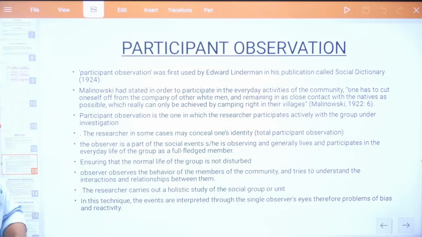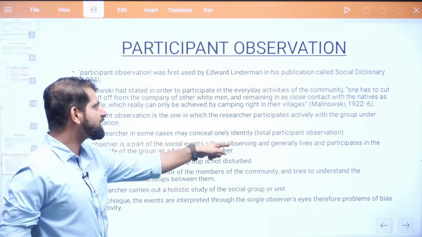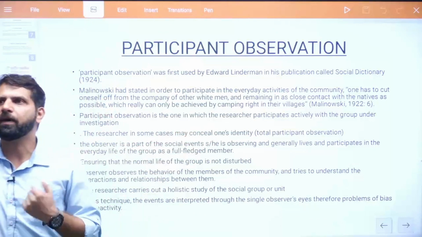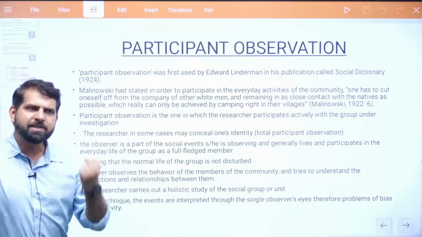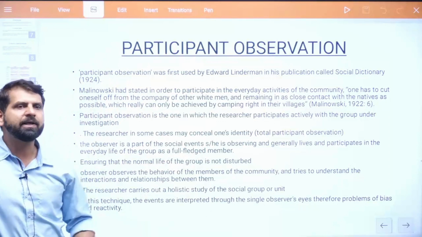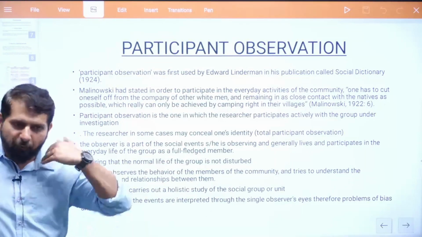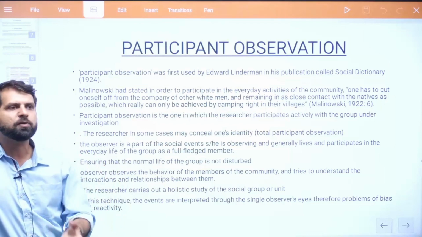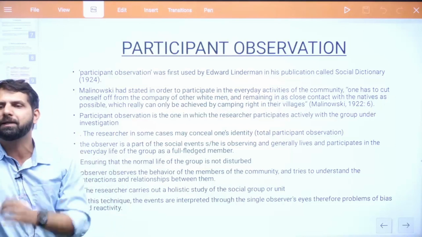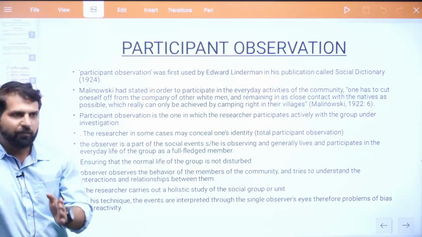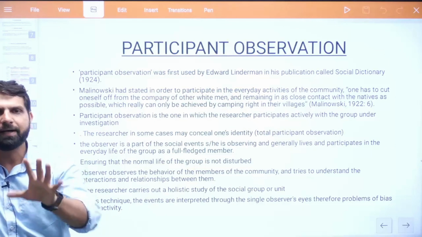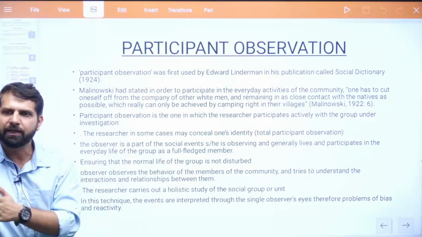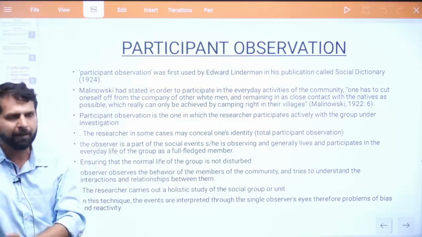The researcher in some cases may conceal one's identity. That is called total participant observation. What happens is, at times you get so much assimilated into the community that you forget that you are an anthropologist working with that community. You get so much dissolved into that community that, when you went there, you had an identity of your own. Identity is a phenomenon which is very flexible. It is very fluid in nature, as we know. It evolves across your lifespan.